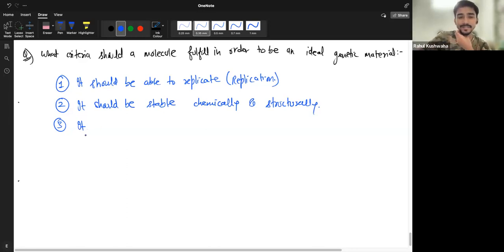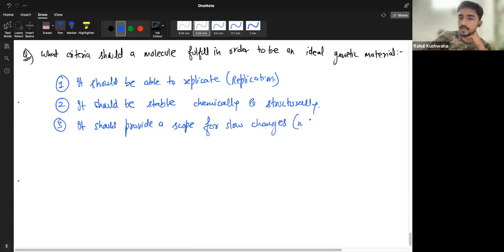Okay, cool. So it should be able to change slowly through mutations to undergo evolution. Write down. It should provide a scope for slow changes. And in the bracket, you can write through mutations. Slow changes. Okay. Because this is very important. Also write down another line. This is important for evolution to happen.